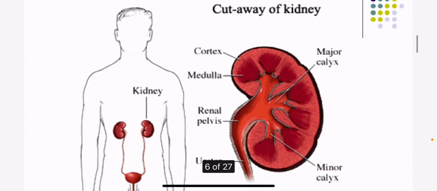So this is looking at a cross-section of a kidney. I think they're quite pretty. So in the cross-section of the kidney, you're going to see the lighter area on the outside.